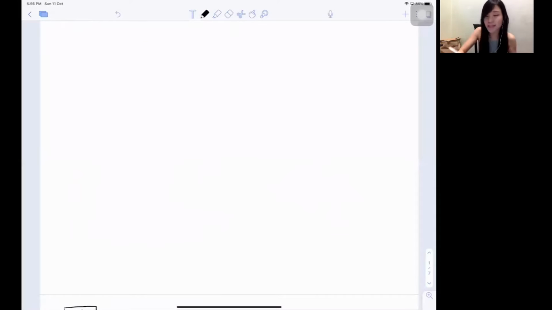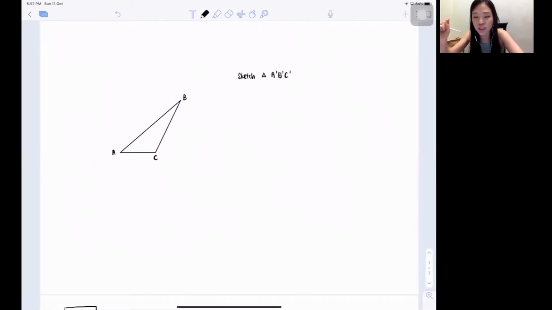So next, finally, I want to teach you how to sketch. Listen to me. How do you sketch? They will always draw you a triangle. Let's say they draw you this triangle called ABC. Now they want you to sketch a triangle A prime, B prime, C prime. Prime means a new A, new B, new C. That means you have to find a new one. So how do you sketch it out?